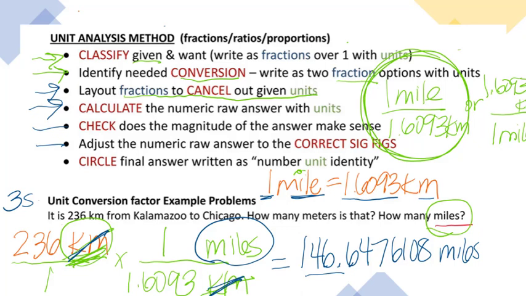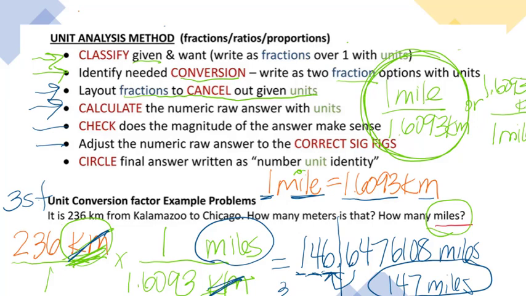Now we need to have the correct number of sig figs. I started with 3 sig figs, so I need to end with 3 sig figs. So I need to count 1, 2, 3, stop there. What will that 6 do to that 6? It will round it up because it's greater than 5. So 147 miles, and let's circle our answer.